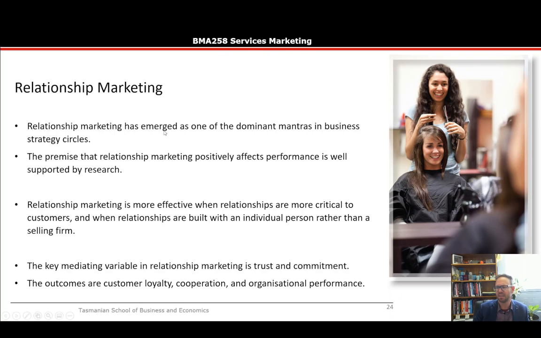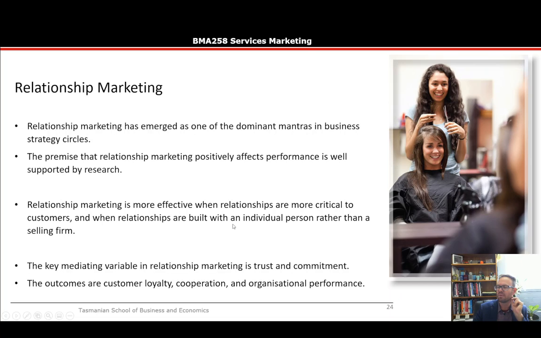But relationship marketing has emerged as a dominant mantra in business strategy circles. The premise that relationship marketing positively affects performance is well supported by research. It's just again and again and again, to the point that everyone's just accepted it. And I shouldn't say everyone, but informed business managers have just accepted it, and that's just why we do business.